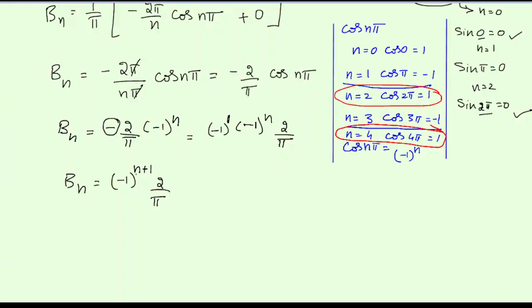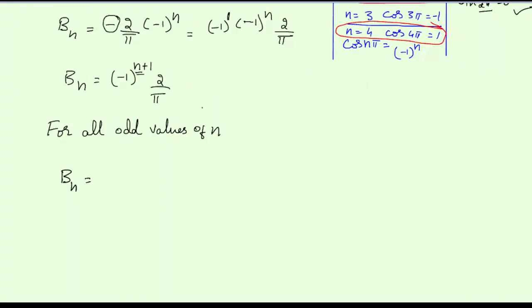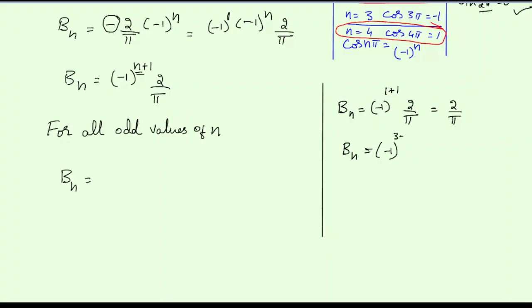Now, again, the final solution depends on the value of n. Let's take all odd values of n. How do we understand odd values? n is taking odd values, in the sense 1 plus 1, 2 by pi. So 1 plus 1 is 2, that is, it remains 2 by pi. The next odd value of n will be 3 plus 1, 2 by pi. So minus 1 to the 4 will be plus 1. So again 2 by pi. For all odd values of n, Bn remains 2 by pi.